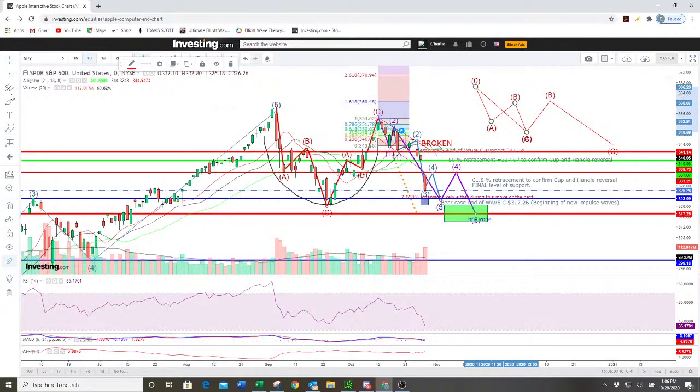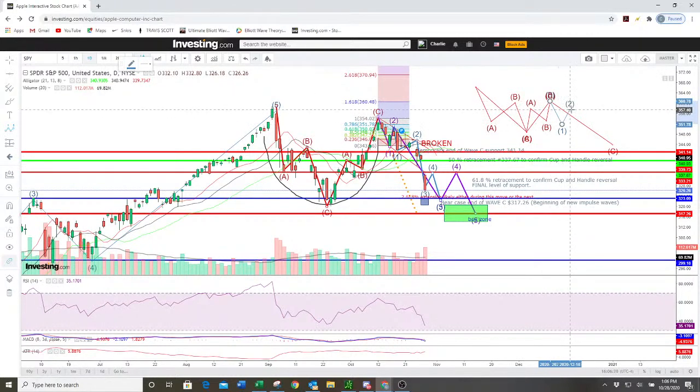Then we look for an opposite move, right? ABC going up, and then going down. We want to see 5 waves to finish the move. 1, 2, and the rule stays the same as far as impulse waves. Okay, so this is what I want to see. I want to see ABC going down, ABC going up, and then 1, 2, 3, 4, 5 going down. So let's see if we have that now.